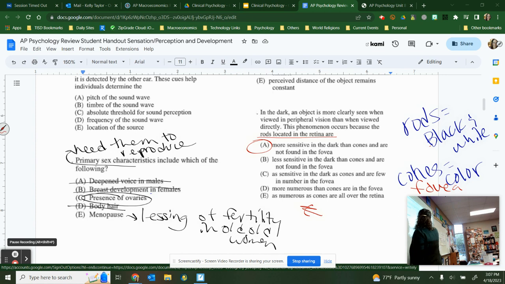No, rods are not more numerous than cones. Cones are in the fovea. That is true. More sensitive just means they can work better. It's like how well they are working. You could read that the exact opposite way, which is probably no good. Okay. Any questions on that front page?